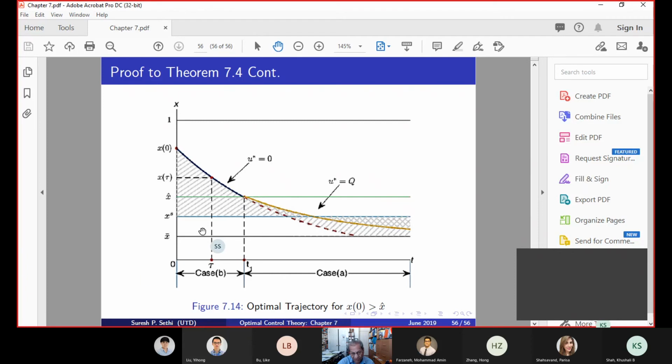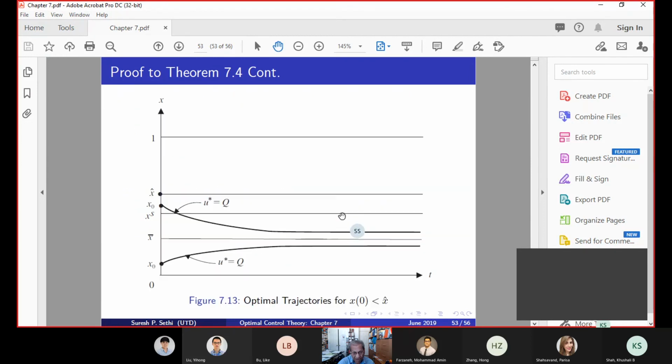So what I'm trying to say is that's what MRAP would do, but this is not optimal. This is what is optimal. The other one is also not optimal. If you use Q all the way, that's also not optimal, because that is the slowest way to get there, right?